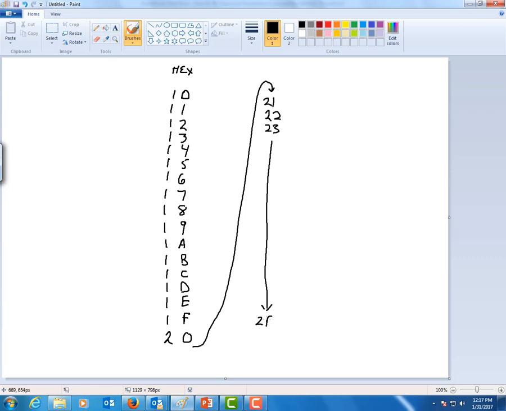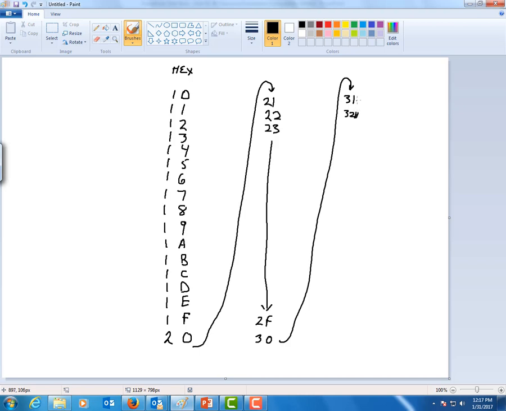2F, hex. What's the next one? Well, you've got to add 1 to the next column to the left, so this is going to be 3. The F is going to get reset to 0, right? Come up here, and you're going to restart it again. 31 hex, 32 hex.